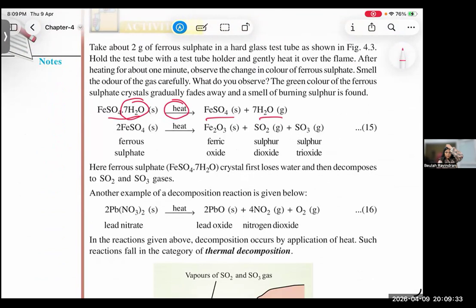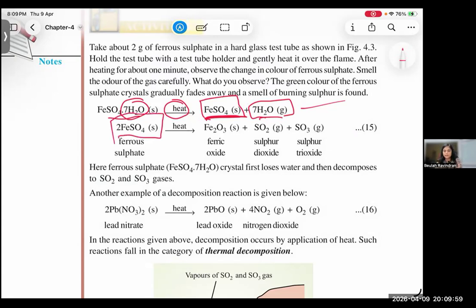If the heat is on the reactant side, it is endothermic. And if it is on the product side, it is exothermic. So it produces FeSO4 solid and loses water in the form of water vapor. It went fully dehydrated, so it is a solid right now.